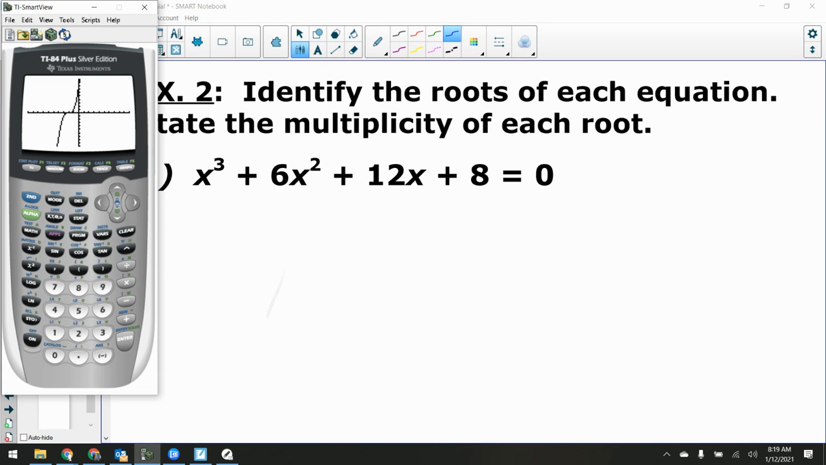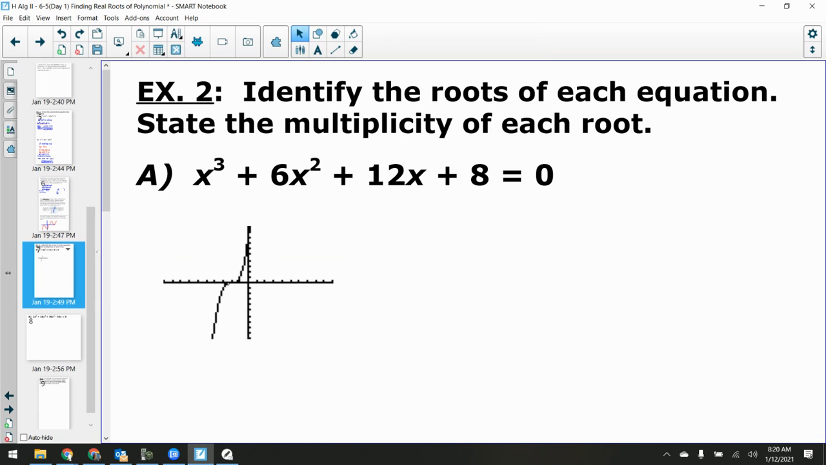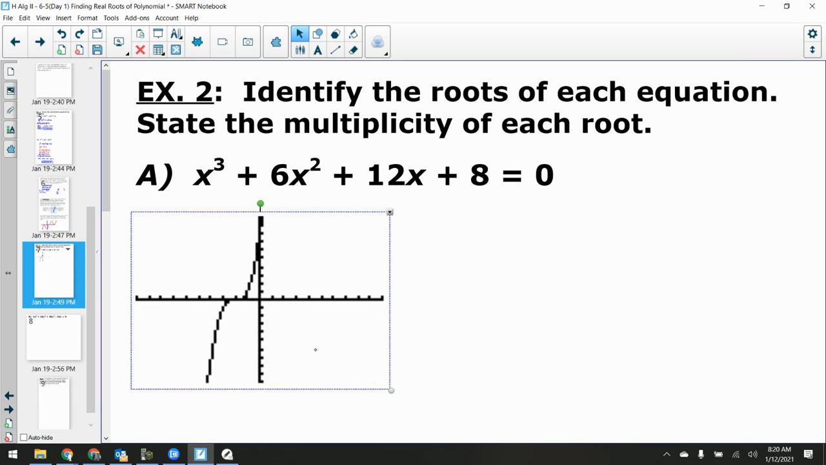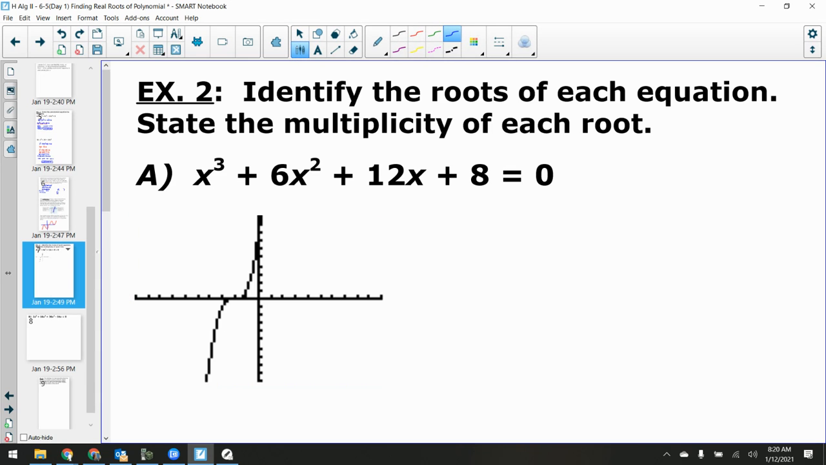All right. What do you notice about the graph here? What does it look like it's doing? It looks like it's bending through. Where does it look like it's bending through? I hope it's at -2. That'd be really nice. How do we check to see if it's actually at -2?